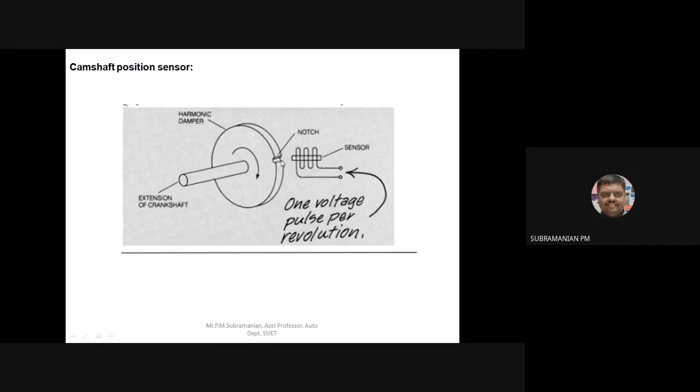When the notch comes, initially the area will be decreasing, and later in this part, the area will be increasing. The magnetic flux will reach a constant value once this steel part comes. I'm using a notch here, so the magnetic flux will not increase; it will decrease, then it will increase.